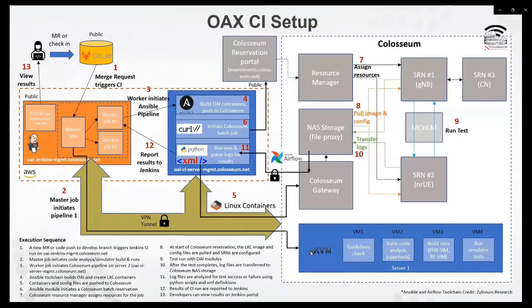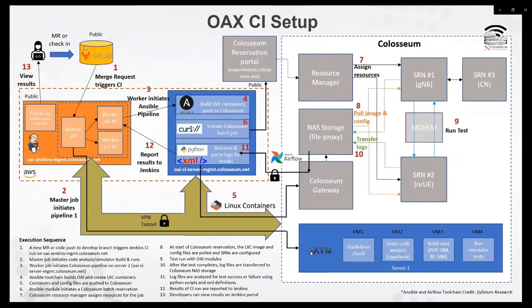This slide shows the OAI CI architecture. Looking at the high-level blocks first, this is the OAI GitLab repository, the Eurecom GitLab repository. The orange block here is our Jenkins server. It runs as an AWS instance, but closely resembles Eurecom's Jenkins configuration. This blue block here is what we refer to as the CI server. This also runs as an AWS instance and is responsible for building OAI LXC containers, deploying them on the Colosseum testbed, and starting the tests. The Colosseum testbed is this large dotted block to the right.